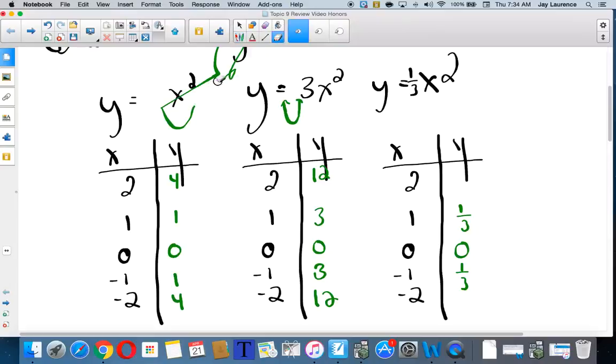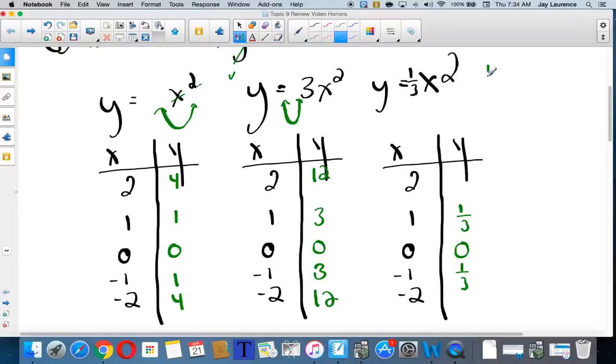All right, let me see if I can get rid of those. All right. Okay, close enough. So, it's going to be skinnier. Well, what's going to happen with the 1/3 out front?